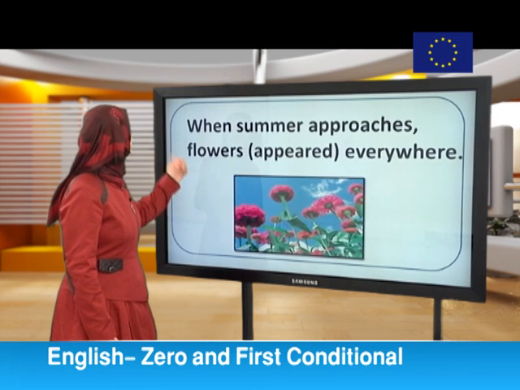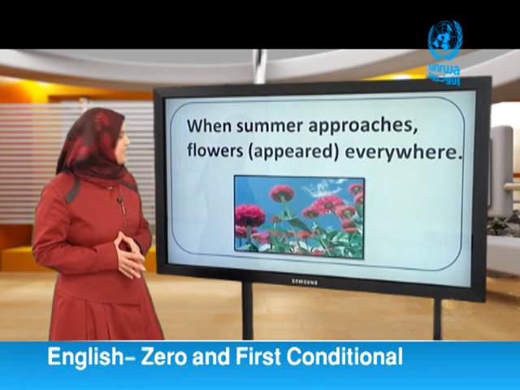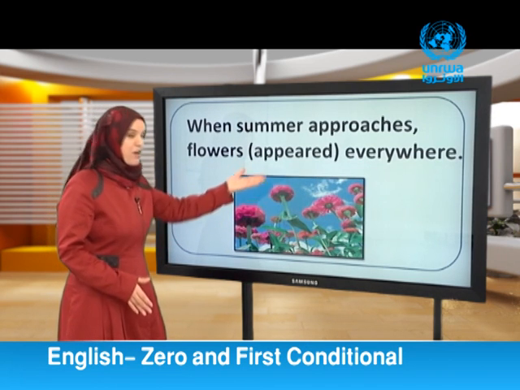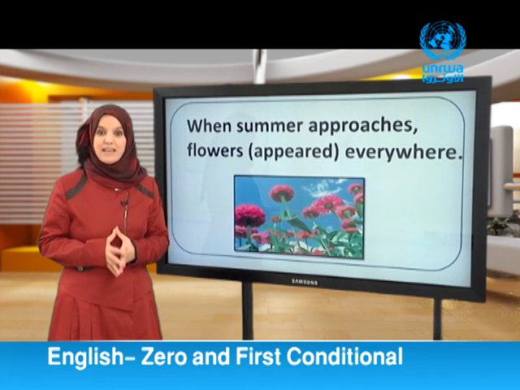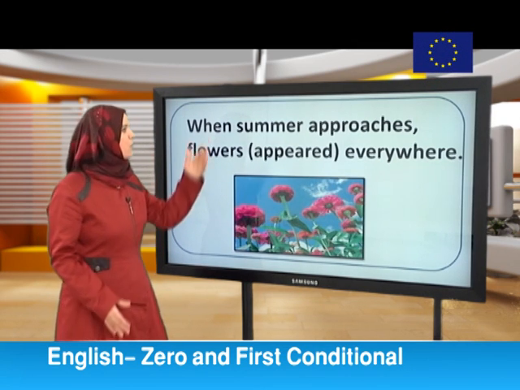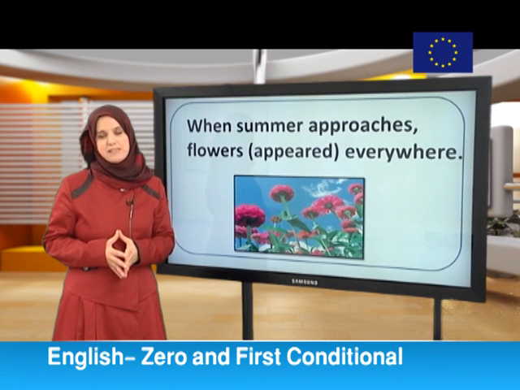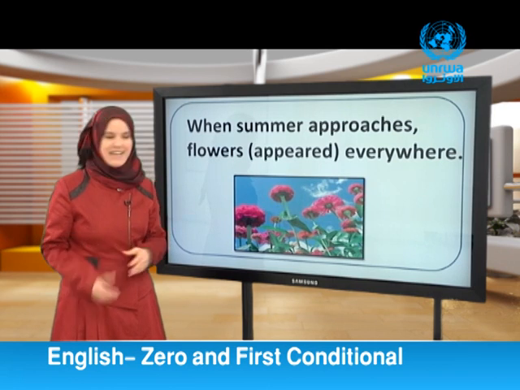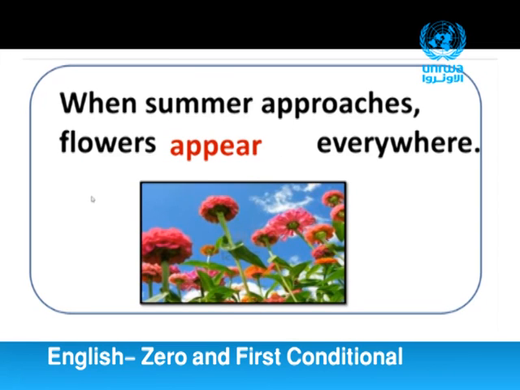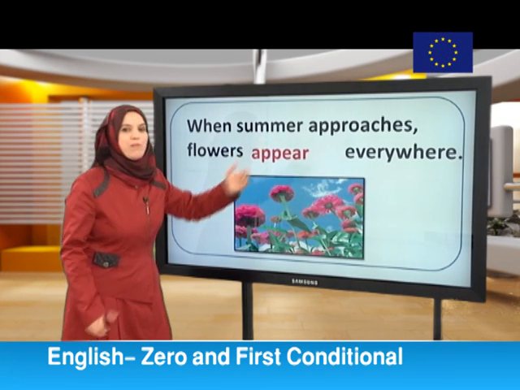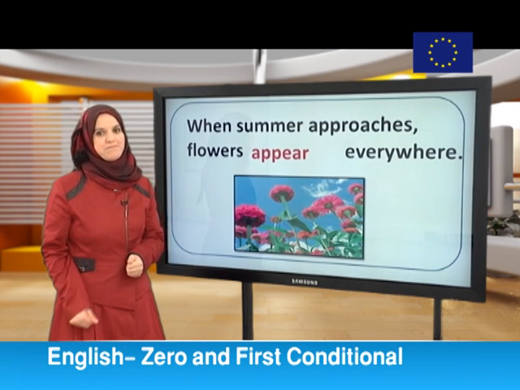Okay. When summer approaches, flowers appeared everywhere. This verb is incorrect. Can you put it in the correct form? And notice again, we have a zero conditional sentence. What is the correct answer? Great. When summer approaches, flowers appear everywhere. Present simple tense in the result, and we have present simple tense in the condition.